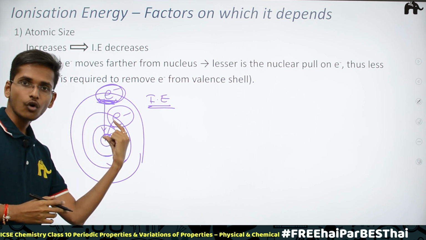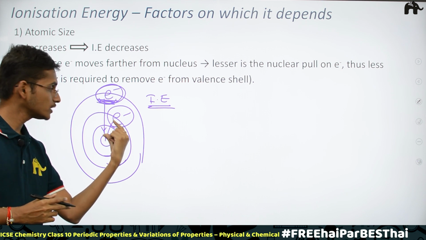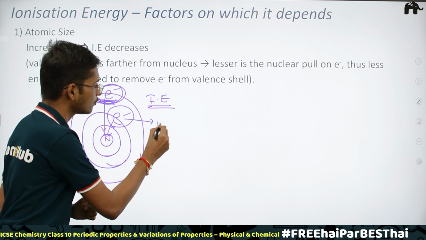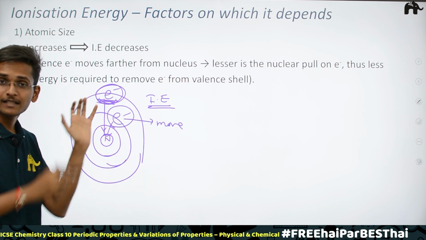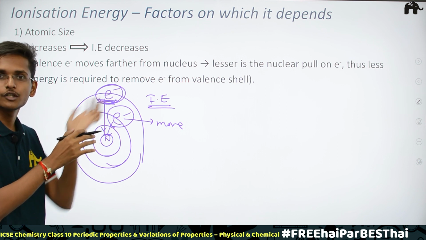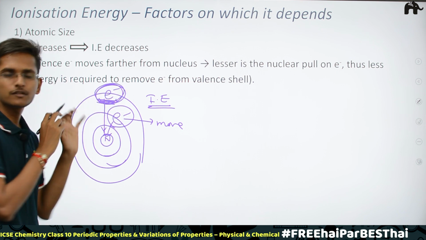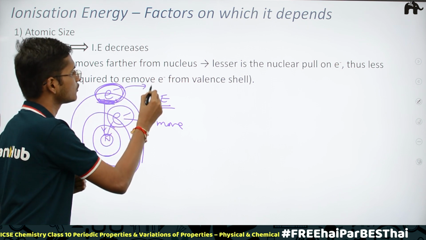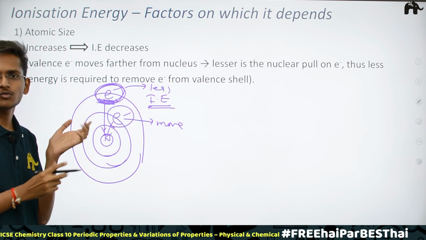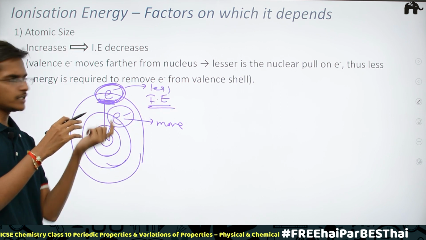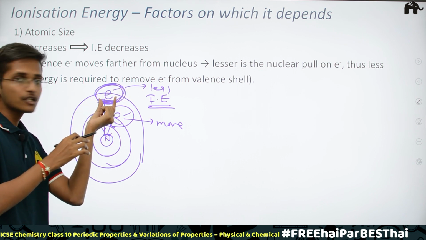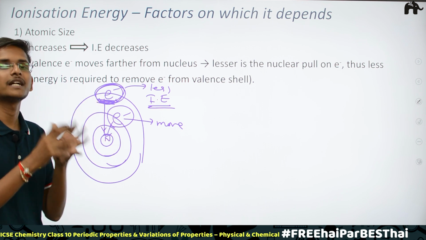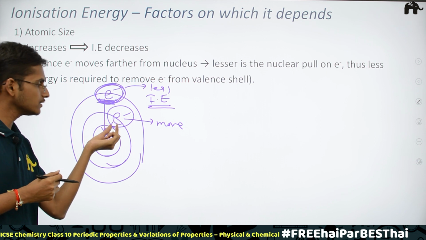Since here the electron is being held very strongly, the energy required to remove this electron would be more than in the case in which the electron is farther from the nucleus. Because here it is farther. Since it is farther, it is being held with less force, so less energy is required as compared to the first case. You can understand it in either way. Less energy is required to remove this electron as compared to the first case. Why? Because this electron is being held by the nucleus less strongly than the first case.